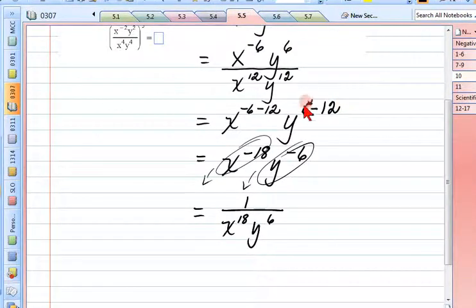And I have a little blob here which will be difficult to erase. So negative 6 minus 12 is negative 18. Positive 6 minus 12 is negative 6.